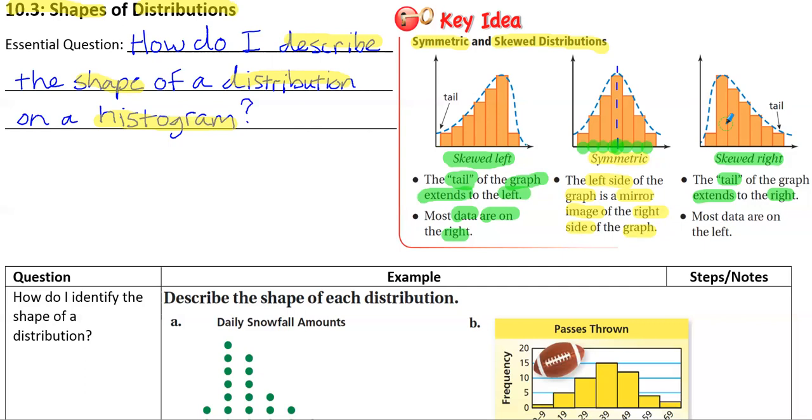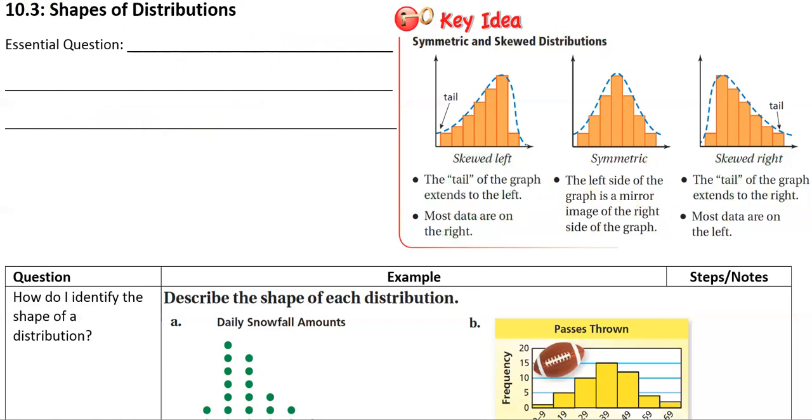I like the slide. Most of the data are on the left. So you can see that on a skewed right, most of the data are concentrated on the opposite side, on the left. For skewed left, most of the data is concentrated on the right. For symmetric, most of the data is where? Right in the middle. Okay, so if we're asked to describe the shape of a distribution, we're going to use one of those 3 descriptions.